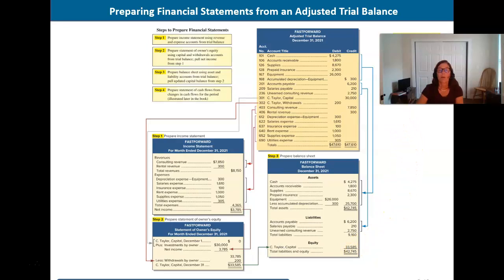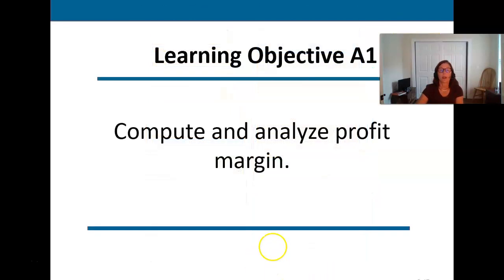We're then going to wander back up to our adjusted trial balance. We're going to grab our assets and grab our liabilities and just bring those over onto the balance sheet. And then we are going to, of course, make sure that the total of all of our assets, in fact, equals the total of our liabilities plus our owner's equity, and it does. So we know that we are in balance and we are good to go.